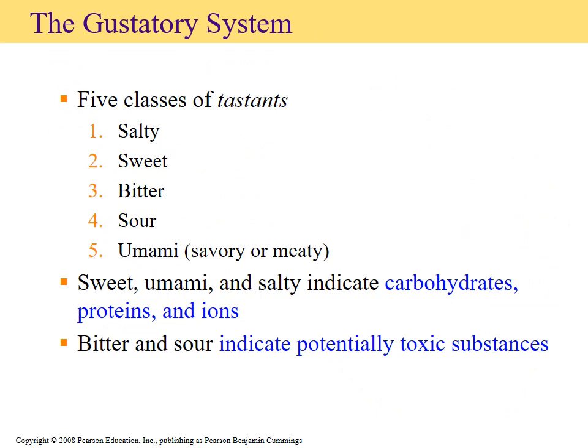Now, how about your sensation of taste? So the gustatory system will respond to tastants. Those are the little molecules that it's able to respond to. And we have 5 categories. We have our ability to detect salt, sweet, bitter, sour, and umami. And for those of us who've never heard of umami, that's basically what's associated with a meaty flavor, like a savory flavor. We also know that sweet and salty, as well as umami, will usually indicate carbohydrates, proteins, and different ions, whereas bitter and sour will usually be helpful in indicating any toxic substances.